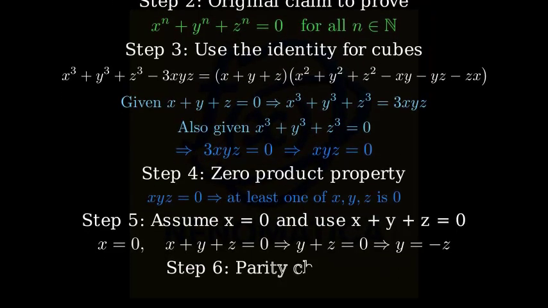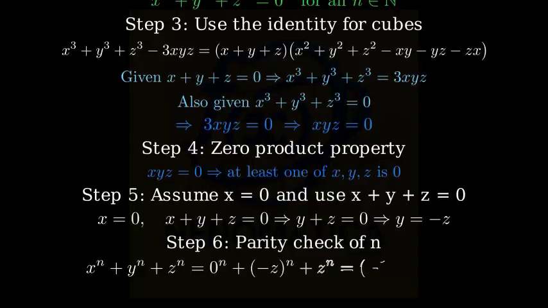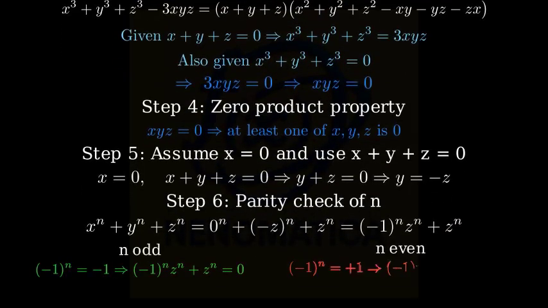Step 6. Evaluate the sum of nth powers under the relation y equals negative z. The sum becomes 0 to the n plus (negative z) to the n plus z to the n. This equals (negative 1) to the n times z to the n plus z to the n. Now, here is the key point.